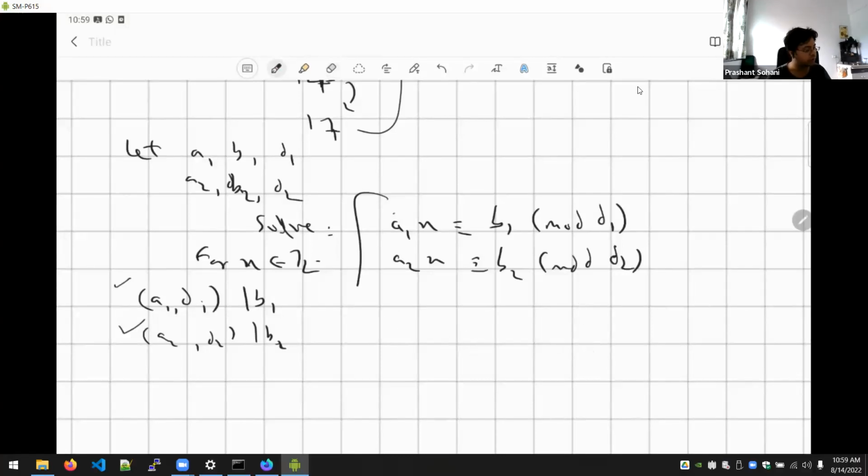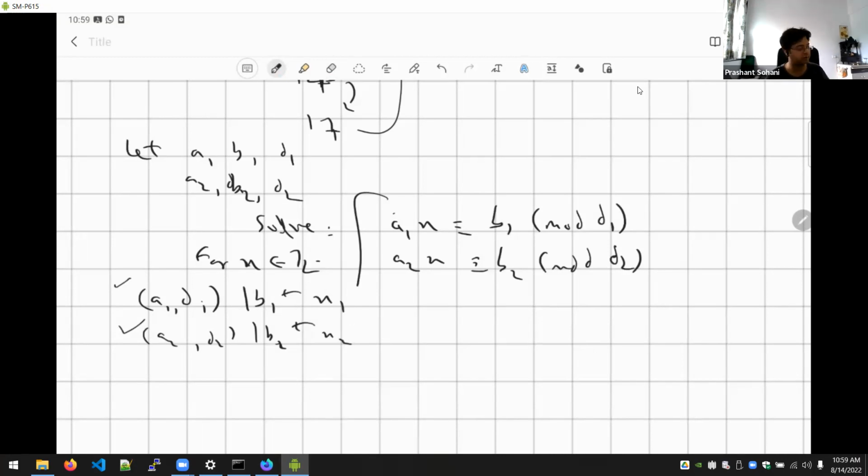Basically, what is the stride of the two equations? Let's say these two conditions are met. There is some initial solution x1 of the first equation, and let x2 be a solution of the second equation.